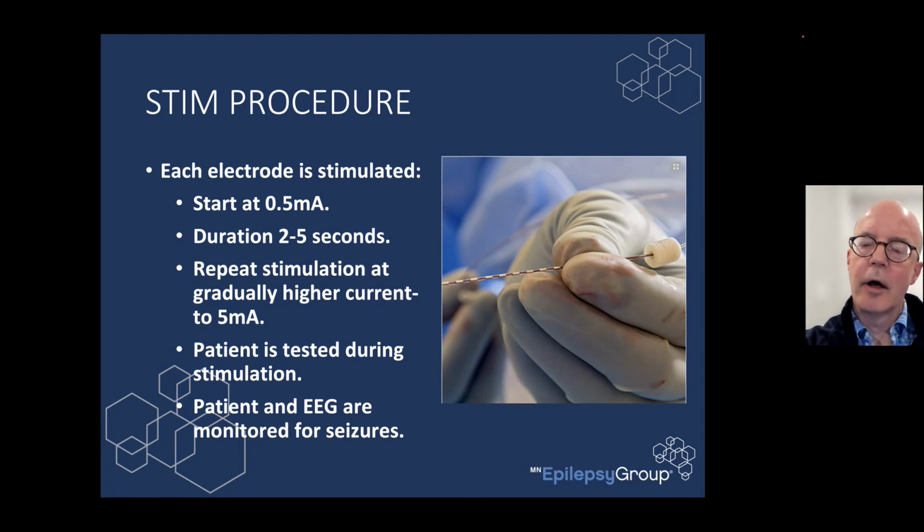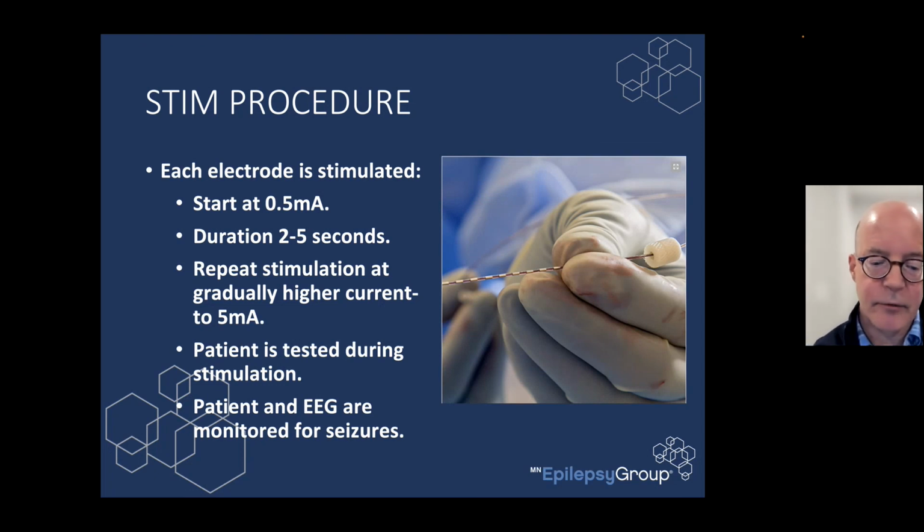And what you do is you just do one electrode at a time, and you don't start at the full milliamp. Usually we're stimulating at the very lowest stimulation, at 0.5 milliamps, and then we just keep going up until we get up to about 5 milliamps. And then once you get up to 5 milliamps, if there's no function, then we consider that a cleared electrode, and then we can move on.